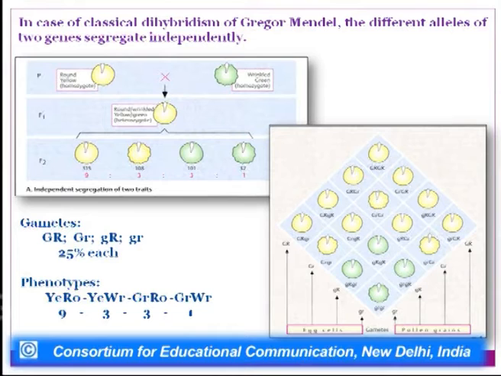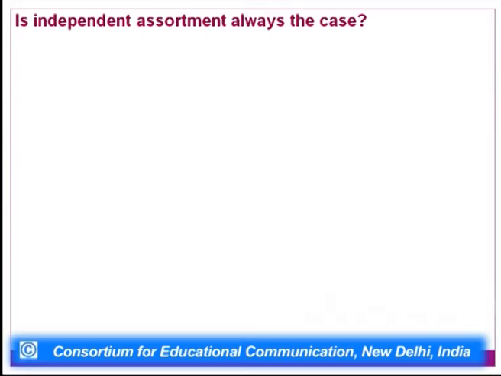25% of each of the gametes is formed, or basically the two traits are represented in the gametes in 25% each. And the phenotypes, as I said, which you get in the F2 generation are the yellow and round seeds, 9 is the ratio, the yellow and wrinkled seeds, 3 is the ratio, the green and round seeds, 3 is the ratio, and again green and wrinkled seeds, 1 is the ratio. So the typical dihybrid ratio was 9:3:3:1.